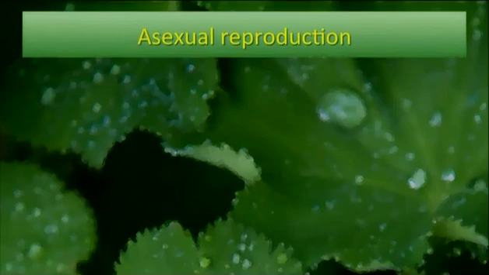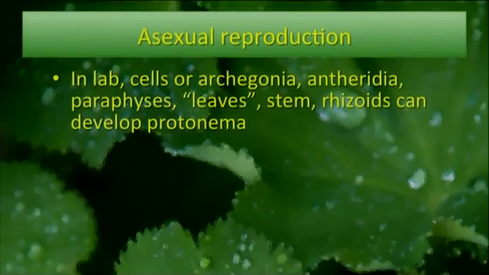Now, asexual reproduction. This is kind of interesting. Now, in the lab, the cells of moss, or archegonia, the female parts of the gametophyte, or the antheridia, the male parts of the gametophyte, other structures called paraphyses, the leaves, the stem, the rhizoids can actually develop protonema.